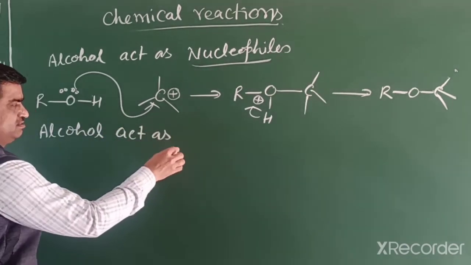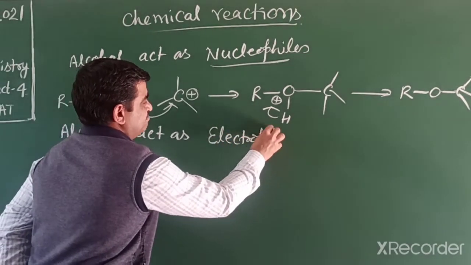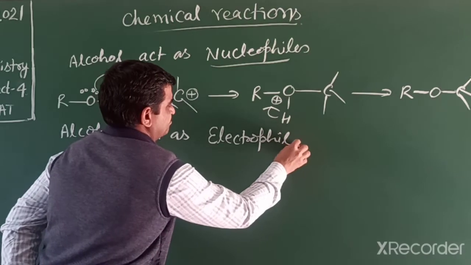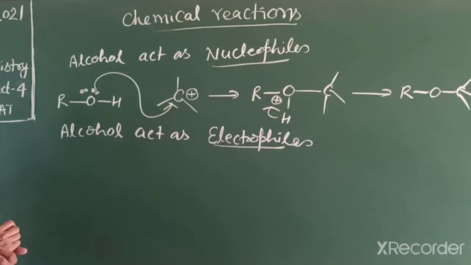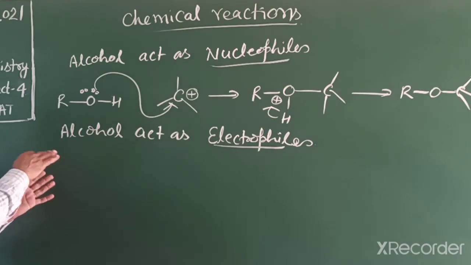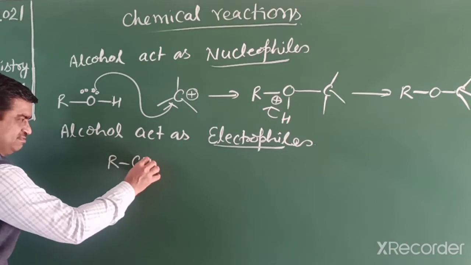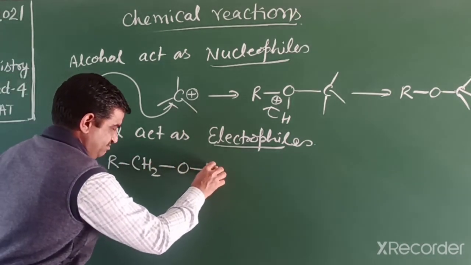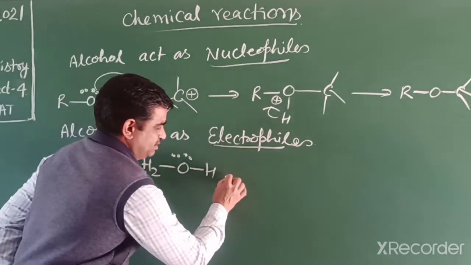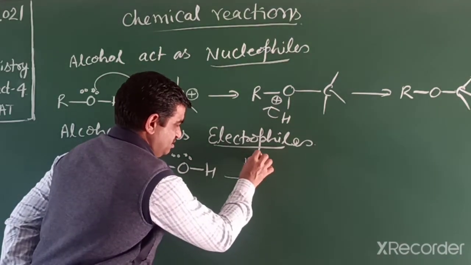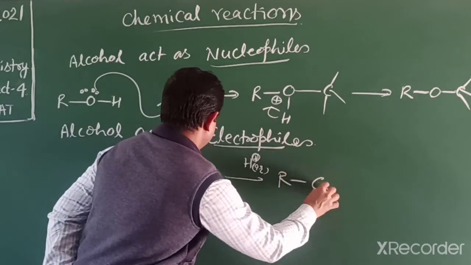In another reaction, alcohol acts as an electrophile. Electrophile means protonated alcohol, means when any alcohol has a proton, then it acts as an electrophile. If we take an example, in this alcohol, in the presence of a proton, in the presence of acid, it behaves like this.